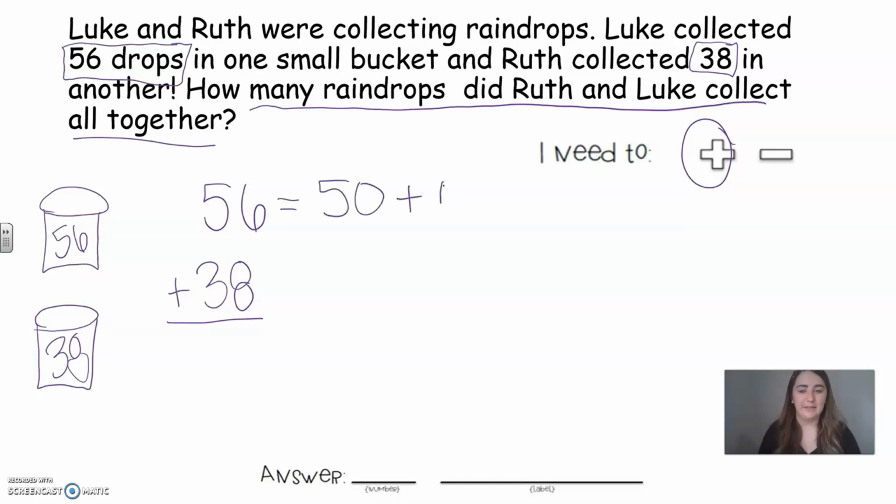Let's solve this using expanded form. 56 equals 50 plus 6. 38 equals 30 plus 8. Remember, always start with your ones. 6 plus 8. What does that equal?